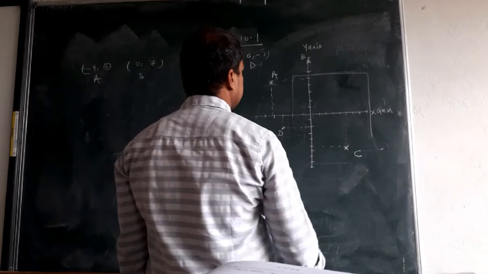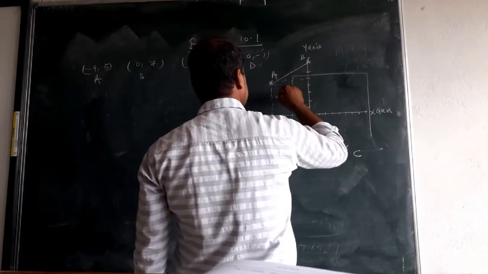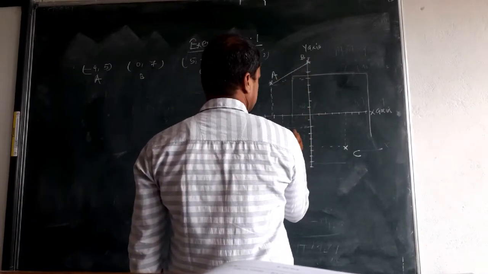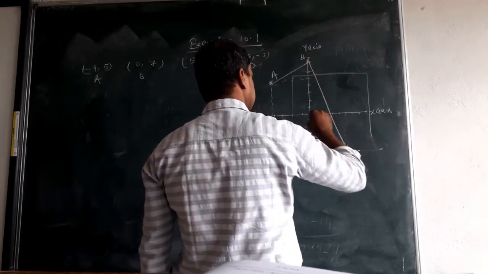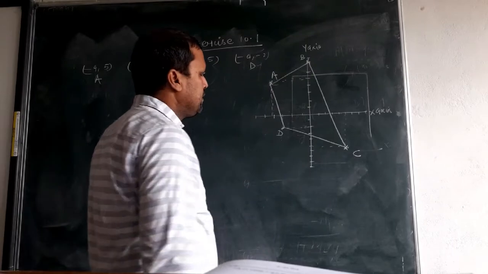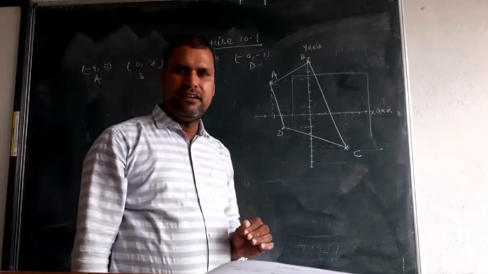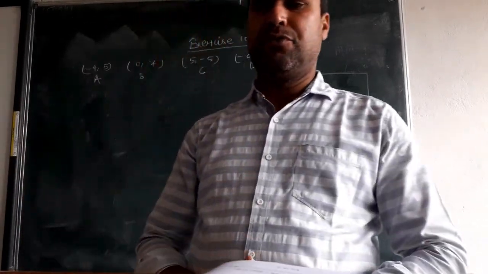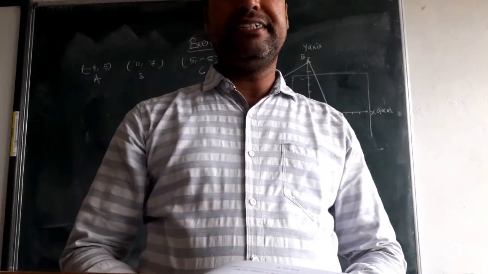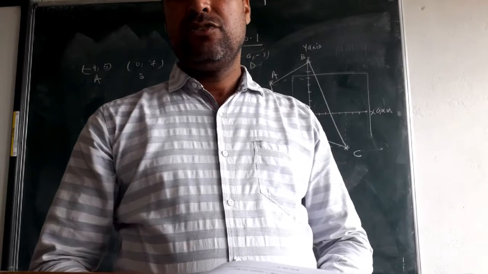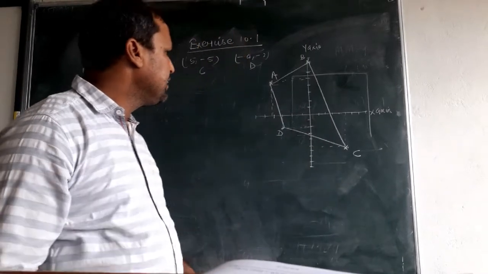Now join AB, BC, CD, DA. This is the quadrilateral in the Cartesian plane. Also find its area. So how do we find the area of that plane?